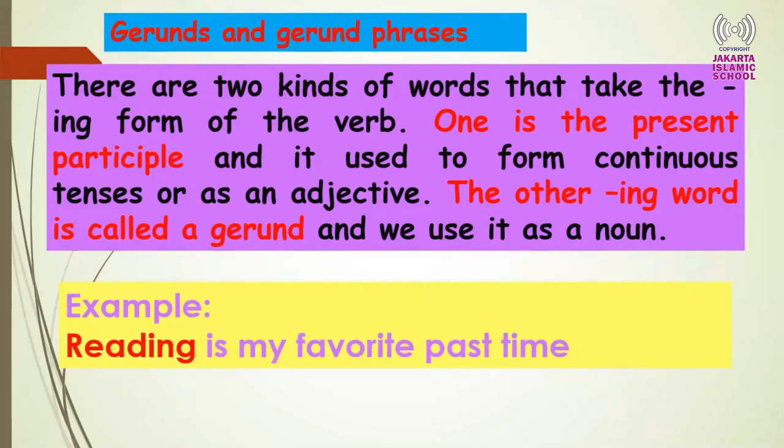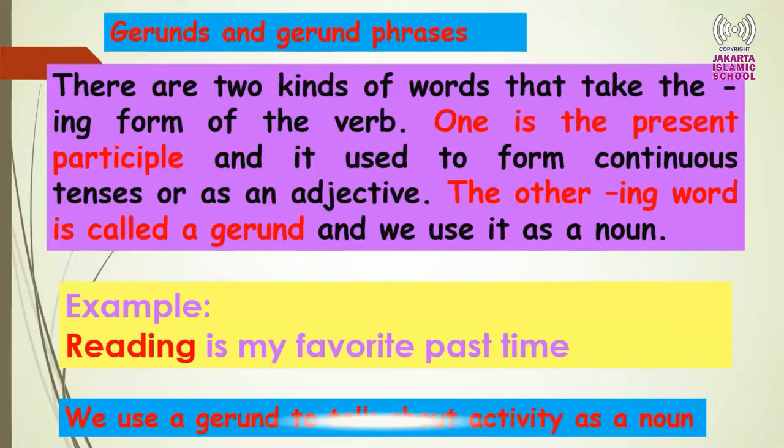Now look at an example of this sentence. Reading is my favorite pastime. There is a verb ing in here, reading. We use the gerund to talk about an activity as a noun. So, in this sentence, reading is my favorite pastime. The function of reading in here is a noun.